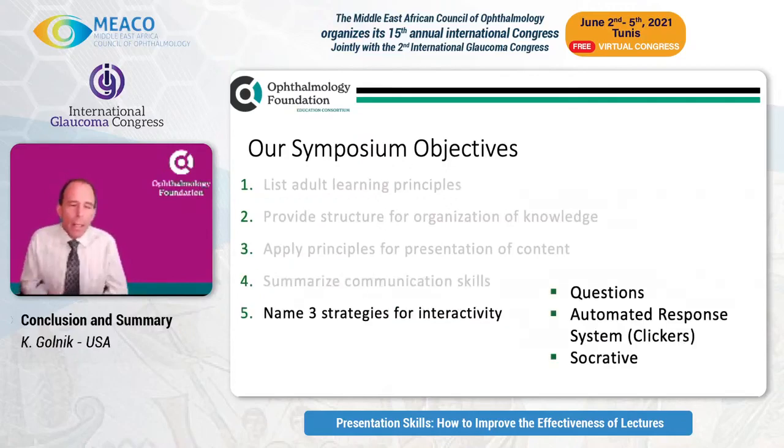And finally, name 3 strategies for interactivity. Of course, there are lots of ways to do this in a regular lecture. And as Eduardo pointed out, with Zoom, ask questions, polls, they're in live lectures, they're automated response systems, something called Socrates is an online polling system. And Eduardo, of course, talked about a number of ways to improve interactivity.